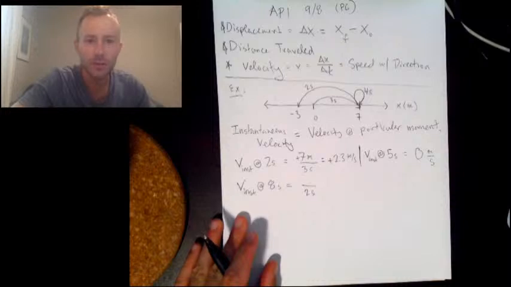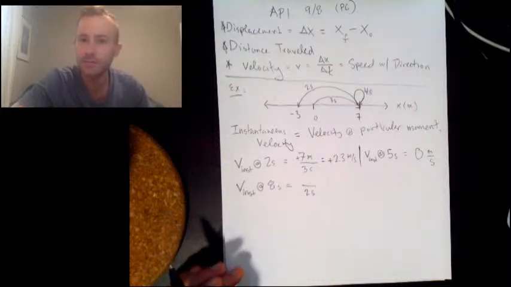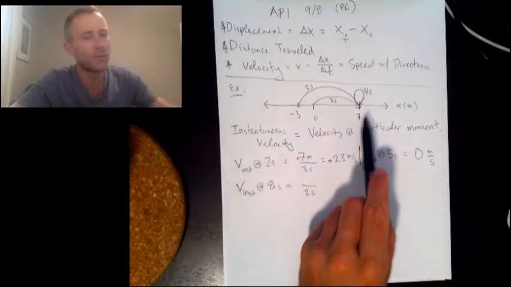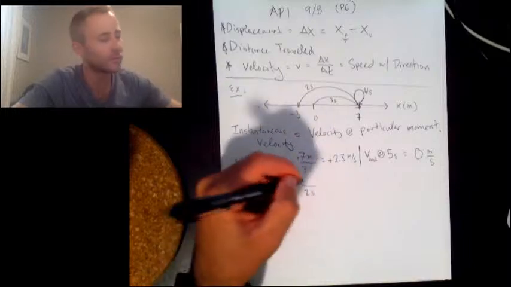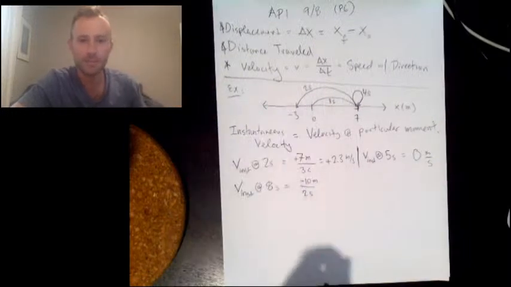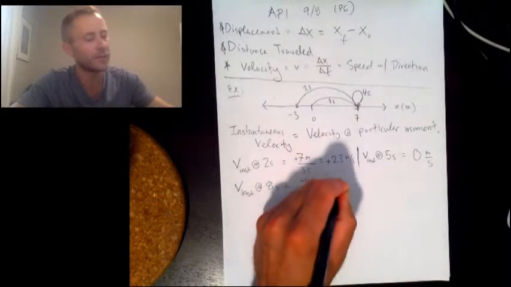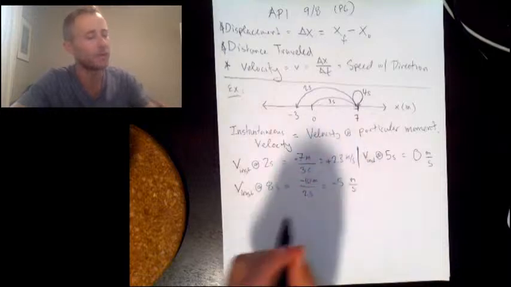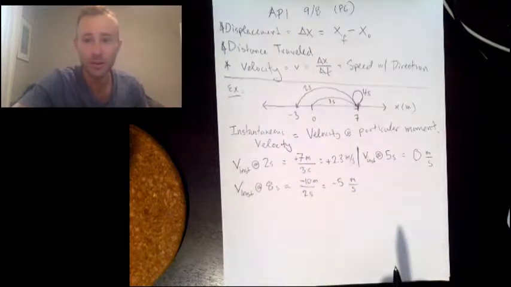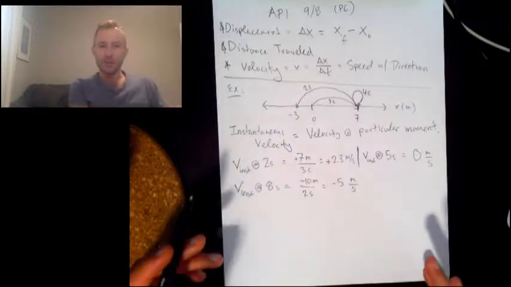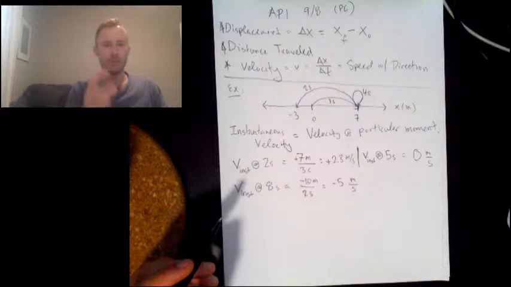So I'm going to wait and see if someone knows what the displacement was. Oh, you guys just went to the final answer. Yeah, so if you go from 7 to -3, that's a displacement of -10 meters. Okay, -10 meters in 2 seconds, that is -5 meters per second. So that is the velocity for the third part of the journey. All right, so that's instantaneous velocity. It's your velocity at a particular instant.